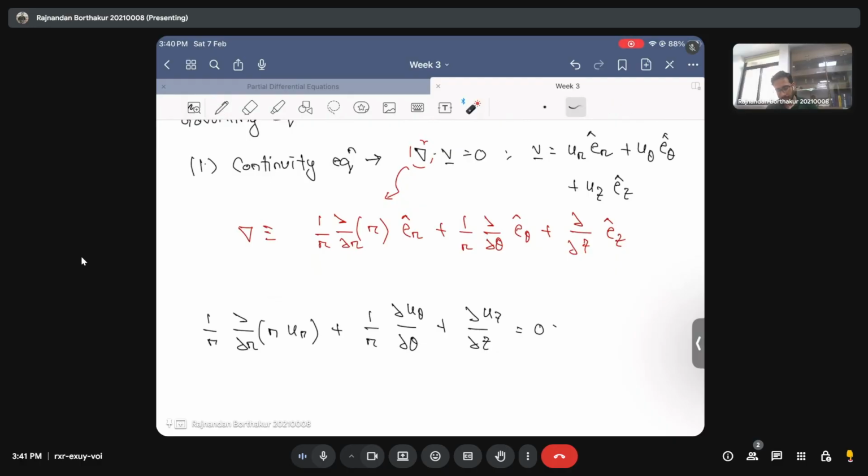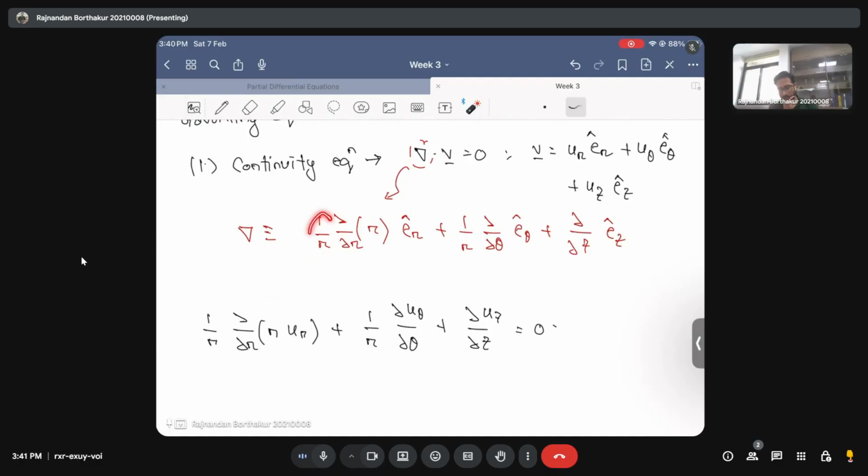See, the difference comes because now this factor changes. So it is 1 by r times del r of r. Basically, this is how it looked. So this is how your gradients look when you change from Cartesian to curvilinear coordinates basically.